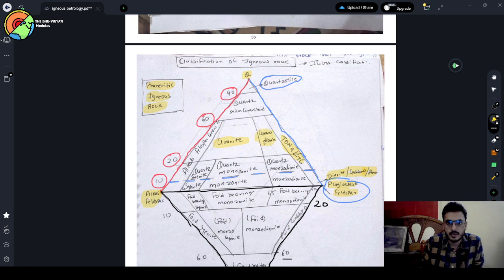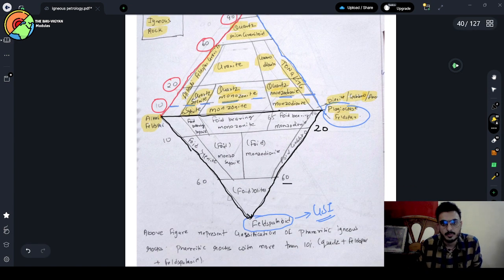Here we have granodiorite. This is a boundary for alkali feldspar granite. In between here it's quartz rich granitoid. Here we have syenite, monzonite, monzodiorite. Here we have quartz syenite, quartz monzonite, and quartz monzodiorite.